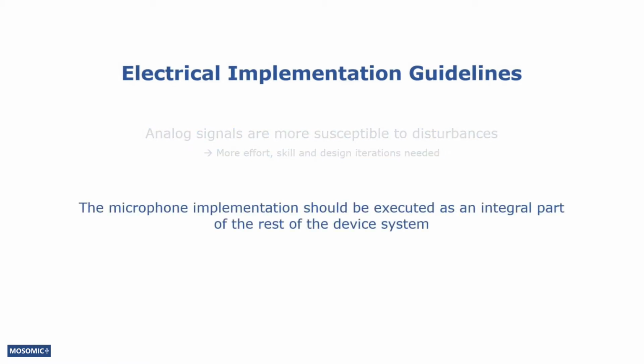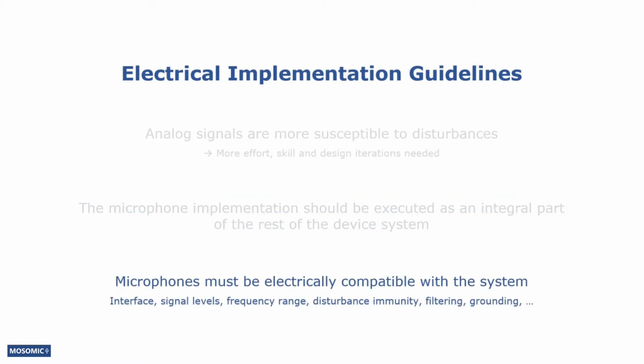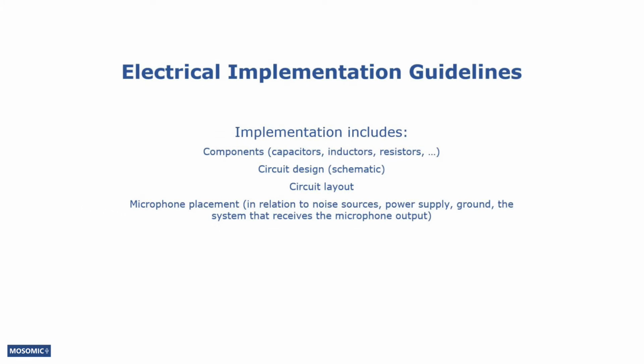Designing the microphone implementation together with the rest of the device system improves the chances that the whole system works well together. It's also important to make sure that the microphone components are electrically compatible with the way they are implemented into the device. Parameters that could affect this are, for example, interface type, signal levels, frequency range, disturbance immunity, filtering, and grounding. Every aspect of the implementation has to be carefully designed.